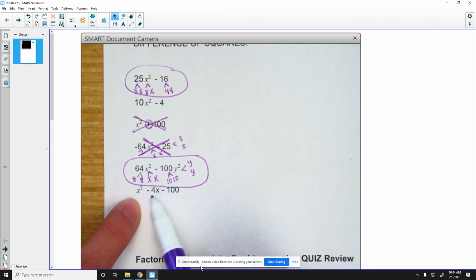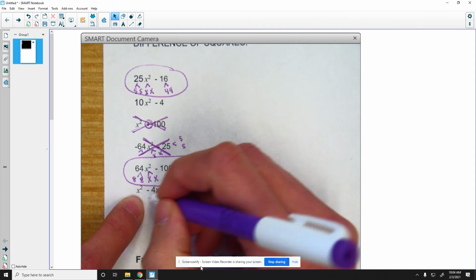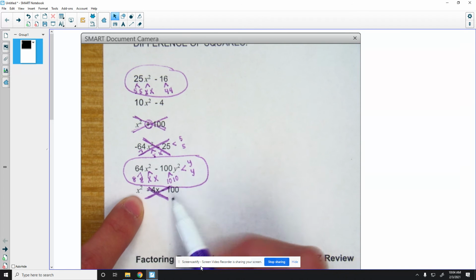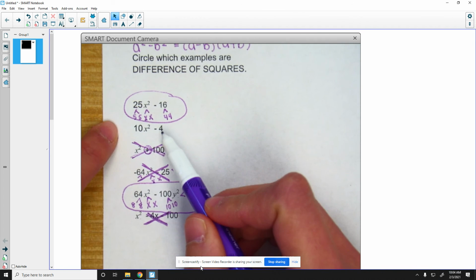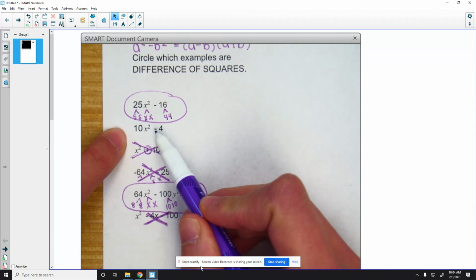So hopefully this bottom one is kind of obvious. Why can this one not be it? Because it has 3 terms, right? So we can only have 2 terms, so that one has 3 terms. That's why that one can't be it. This one has 2 terms. This one is a minus. Why is this one not it?